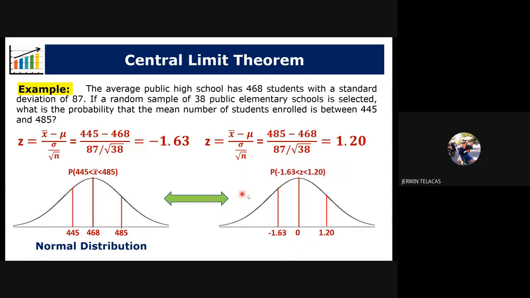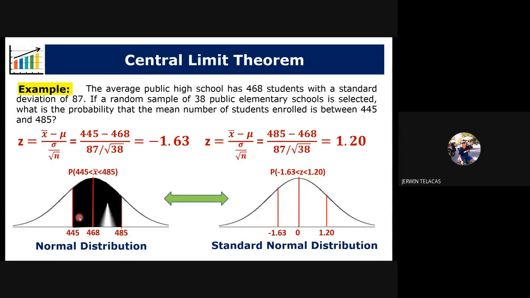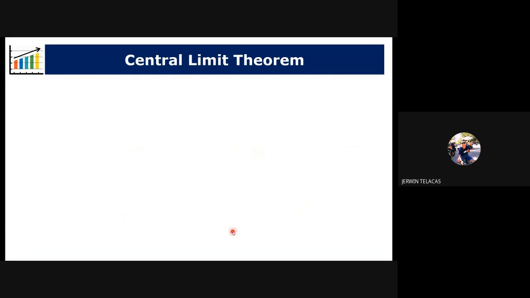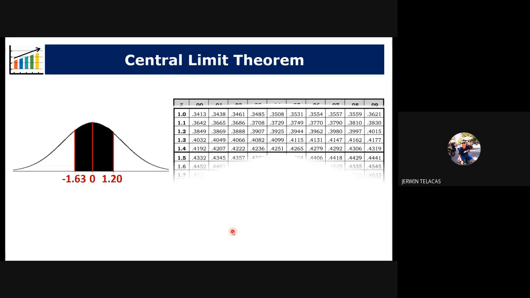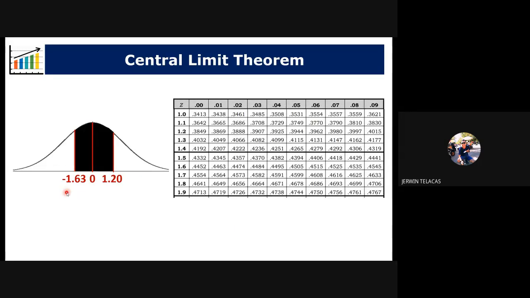Okay, since in symbol, we are looking for the area between z greater than negative 1.63 but less than 1.20. And where is that area? Eto. Area na to. Okay, so yun yung hanapin natin. And meron na tayong ganito, we can now use the z table. Okay? So to find the area between negative 1.63 and 1.20, there's a need for us to find the area between 0 to negative 1.63 and the area between 0 to 1.20.